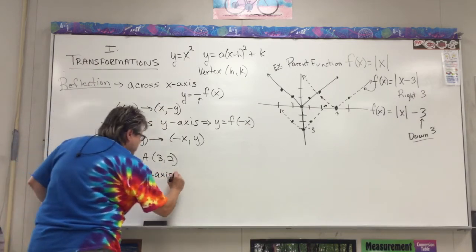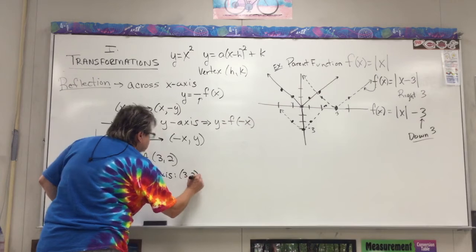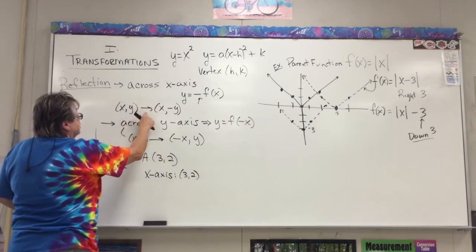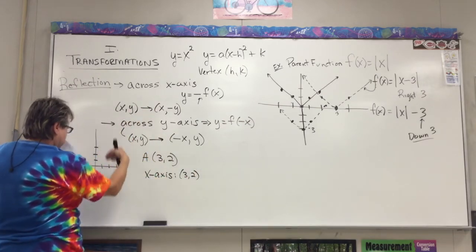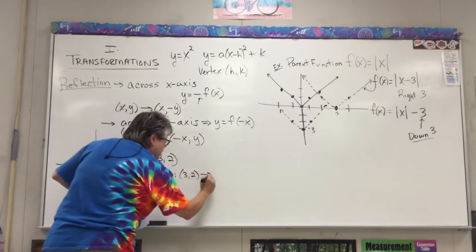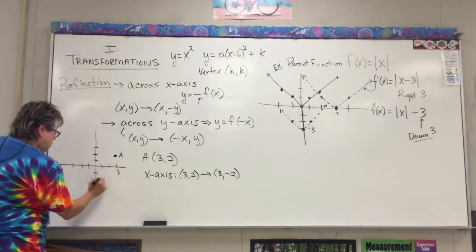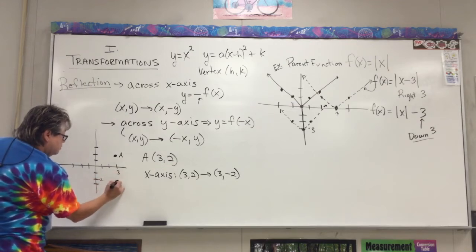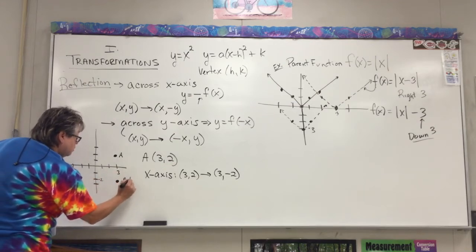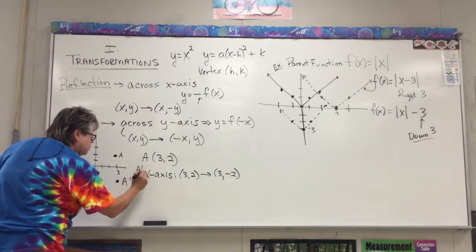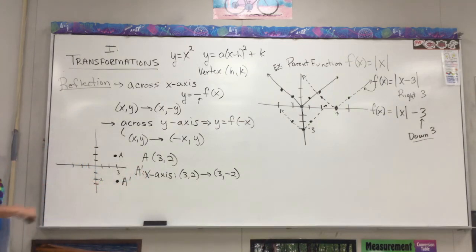That means you're going to take the point (3, 2) and you're going to flip across x. So you're coming down this direction, so you're going to keep the same x and the opposite of y. So you're going to be at 3, and then you're going to go down here to negative 2. And I'll call that one A prime. So we went across x.